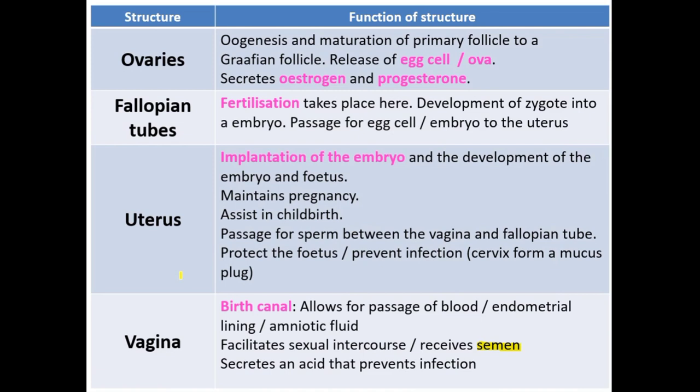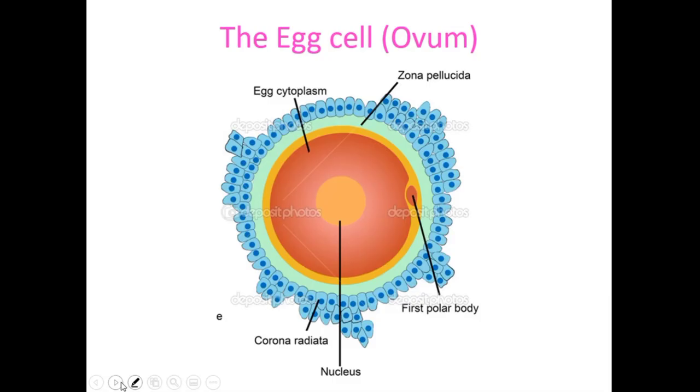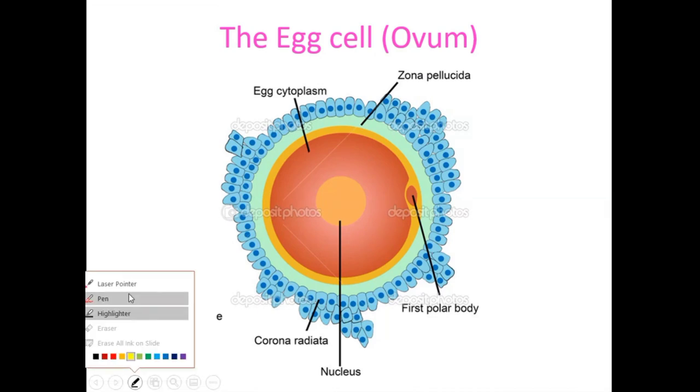All right. Once again, if there's any questions, if there's anything I have to repeat, you guys are more than welcome to just message on the WhatsApp line or to just ask a teacher to ask a question if you have a question. Okay. On the egg or the ovum, you have to be able to draw the egg or the ovum. It's an easy drawing.